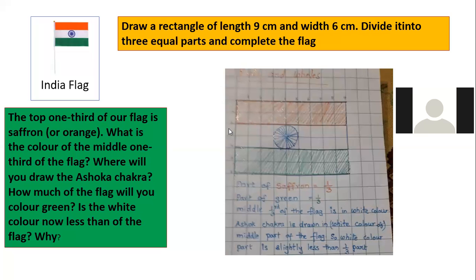So the top 1/3 of the flag is saffron. And what is the color of the middle one? That is white, where the Ashoka Chakra is in the middle of white. And the last one is green color. When it is 6 centimeters, 2, 2, 2, you will make it like this. You can prepare a national flag.